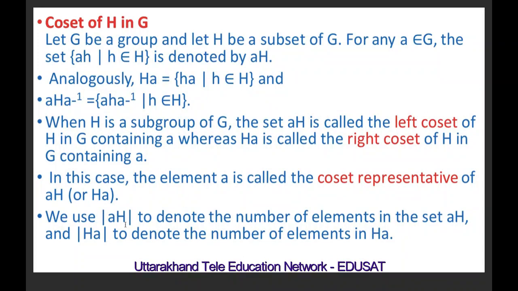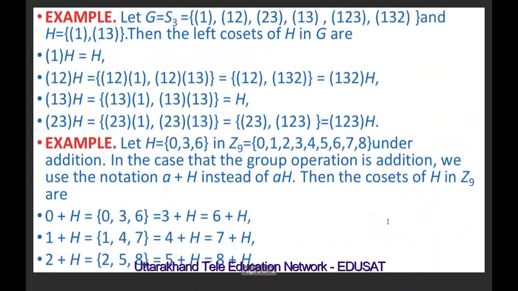We use two lines around aH to denote the number of elements in the set aH, and similarly for the set Ha. We consider an example of a symmetric group and the set H equal to {1, (1 3)}, and we will find the left cosets of H in G.